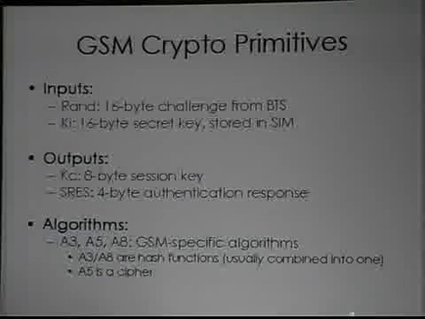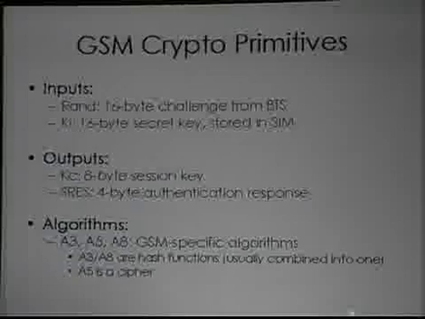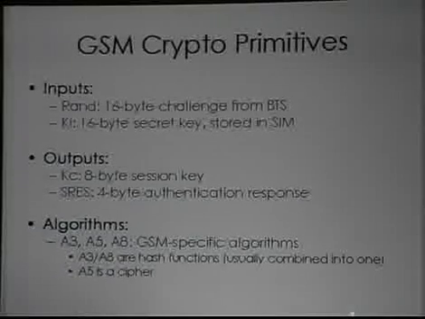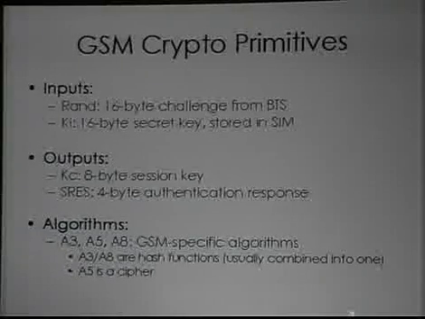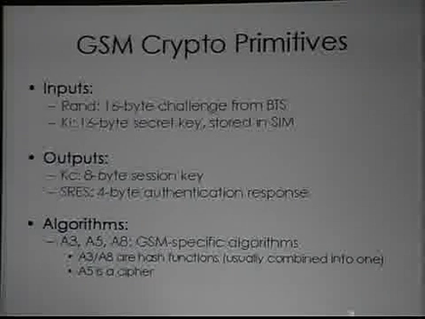In terms of algorithms, there are three primary algorithms: A3, A5, and A8. You shouldn't think of these as algorithms. This is more like algorithm algebra. A3, A5, A8 don't refer to specific functions. They refer to a class of functions with specific characteristics. So A3 and A8, for example, are hash functions. They're normally implemented as one single hash function, so you'll see people talking about A3, A8 as one function. A5 is the cipher that's used, and again, there are multiple variations of that.